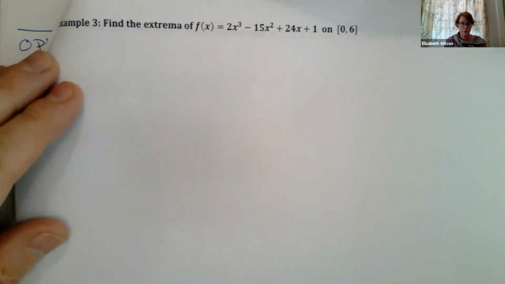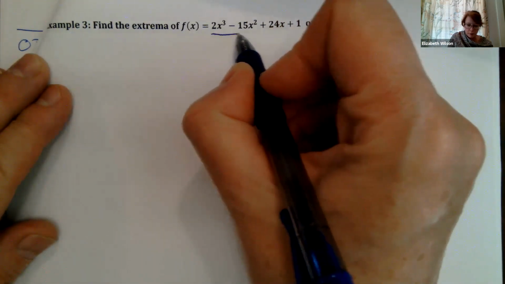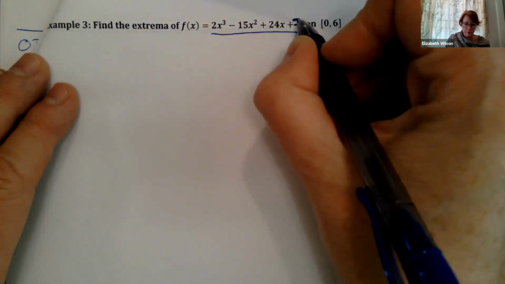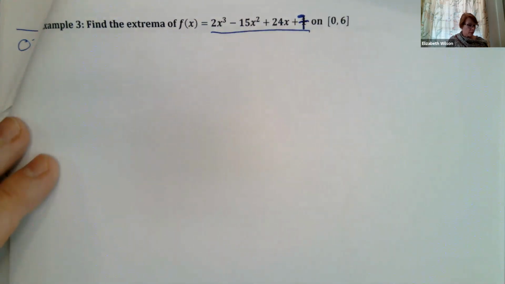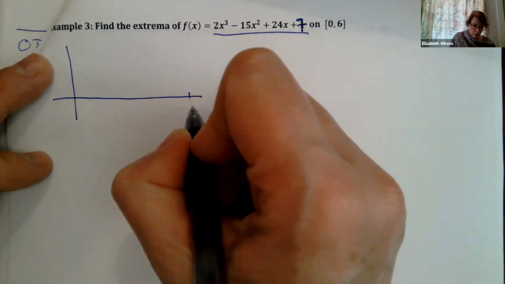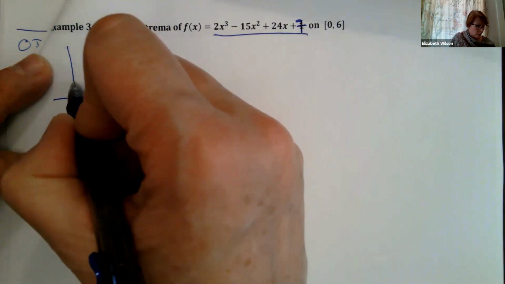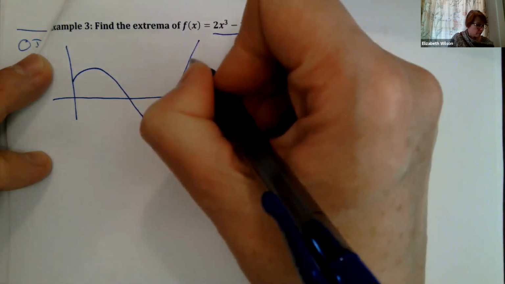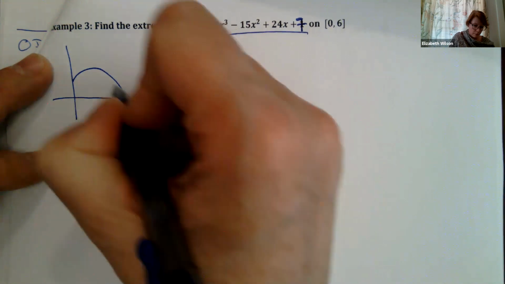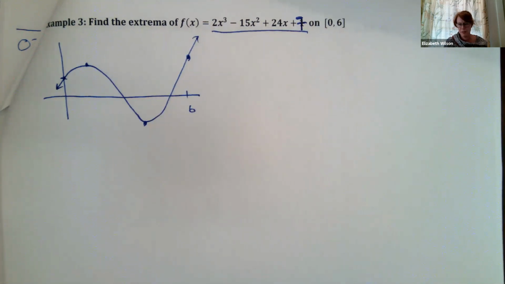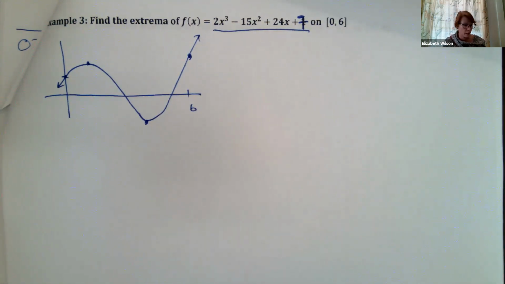Okay, so example 3, we want to find the extrema of this cubic equation, 2x cubed minus 15x squared plus 24x plus 7, and this is a typo, it should be 7 plus 7, on the interval 0 to 6. Now I'm just going to graph this out because I like to look at it. Here's 6, here's 0, and the function's going to go something like there. The graph is always just for you to get a feeling for what this thing looks like, and does it line up with what you're finding algebraically.